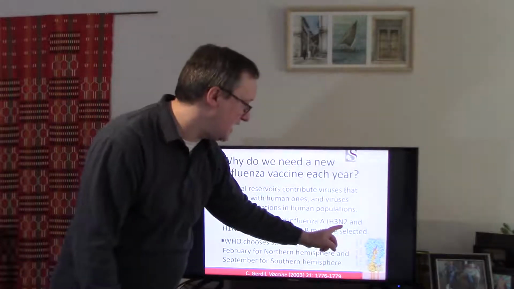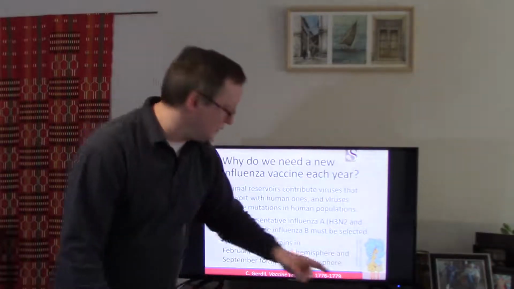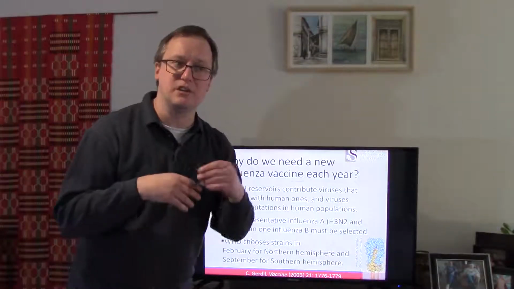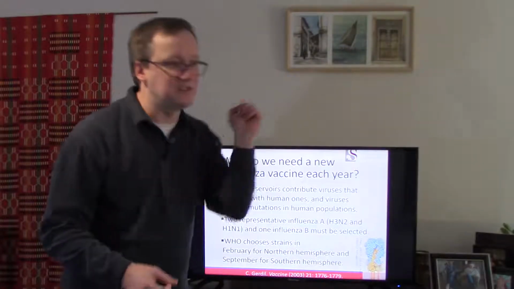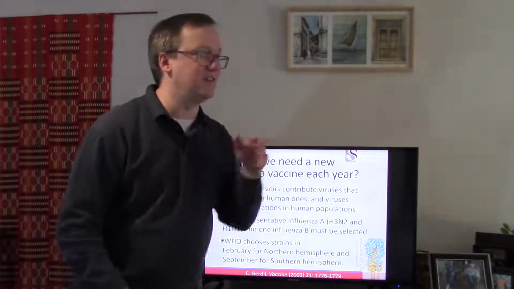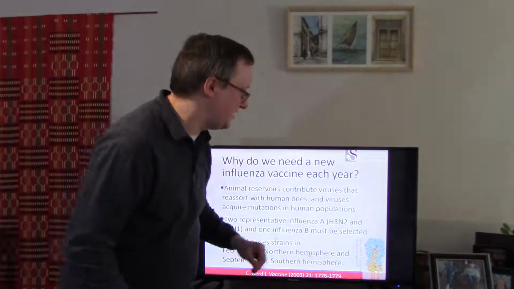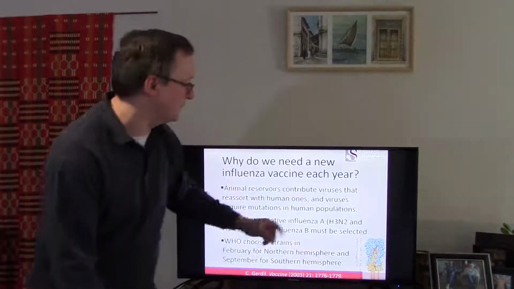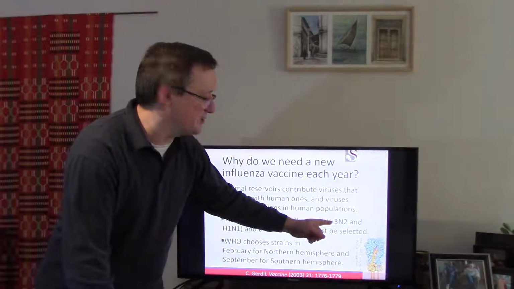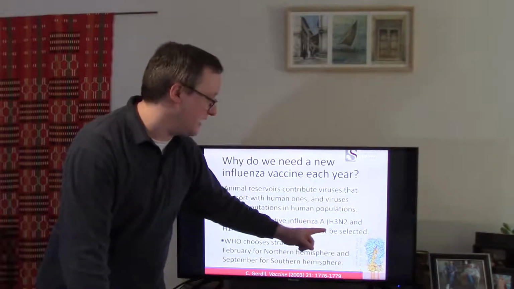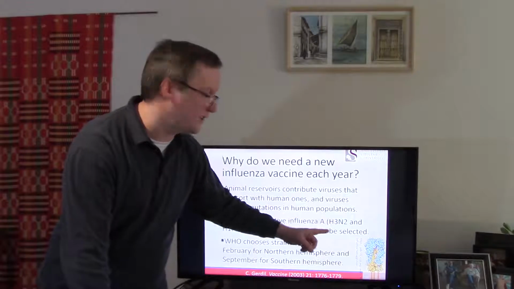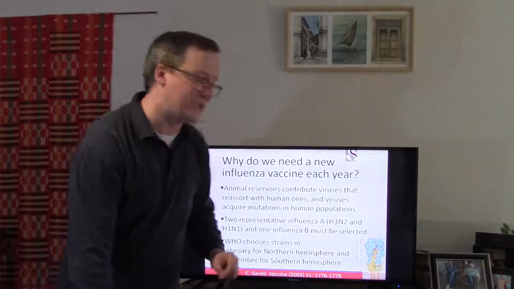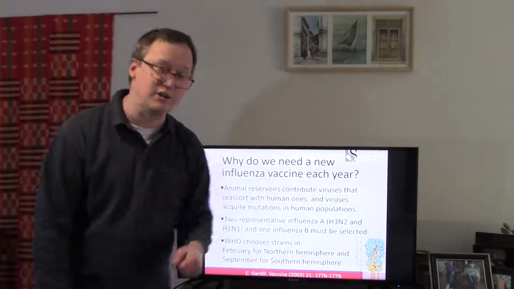The other part is hemagglutinin. Hemagglutinin is the protein that allows the virus to sort of attach itself to cells. This is a little image of it down here. So the influenza A strain that contains version 3 of the hemagglutinin and version 2 of the neuraminidase is one that gets included in the vaccine.